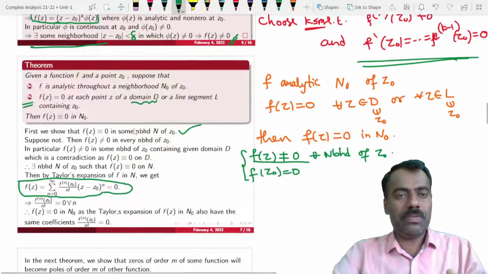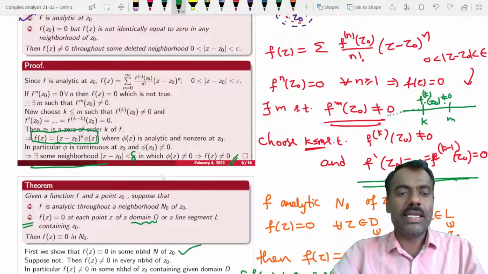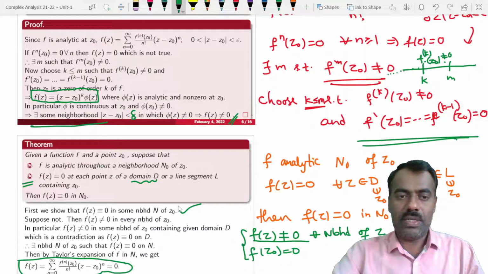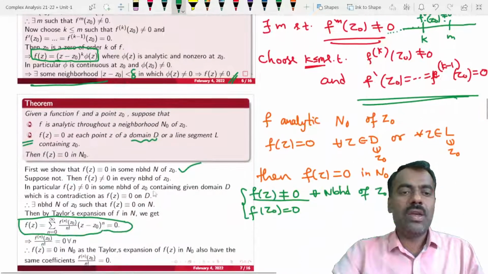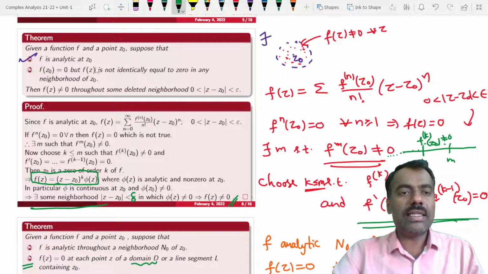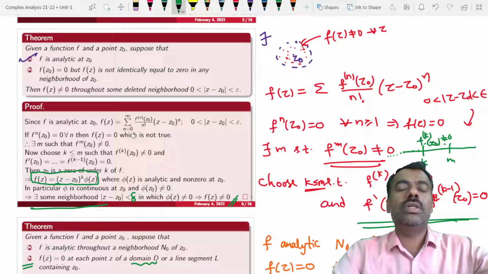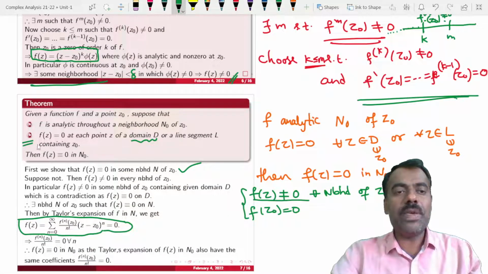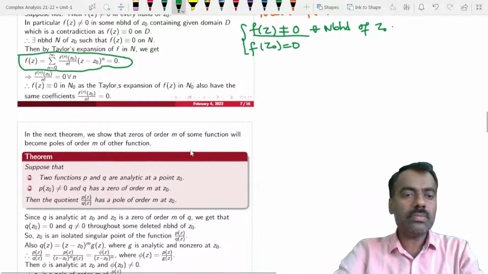So this proof follows from this, that at least there will be one neighborhood in which f of z is completely 0. That follows by proof by contradiction. Suppose not, then there is at least one neighborhood where throughout it is non-zero, but that contradicts this point B. Fine.